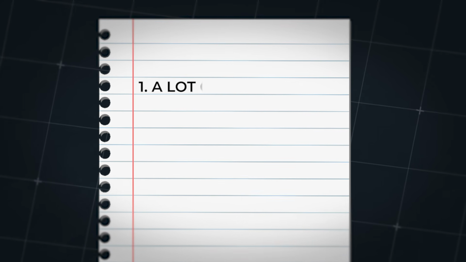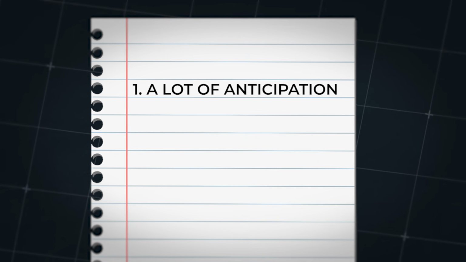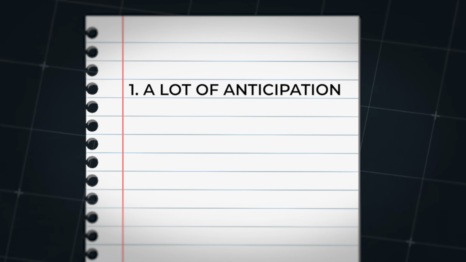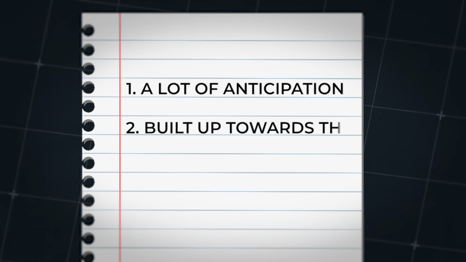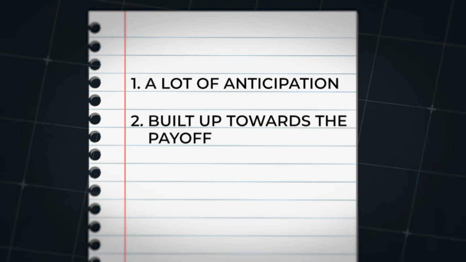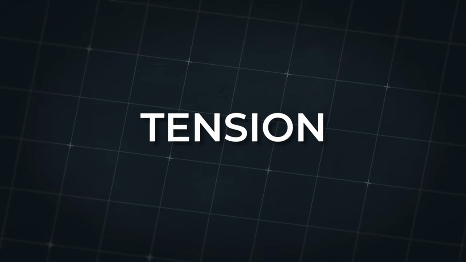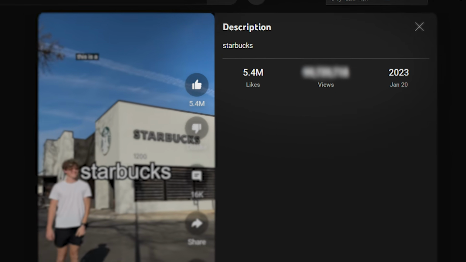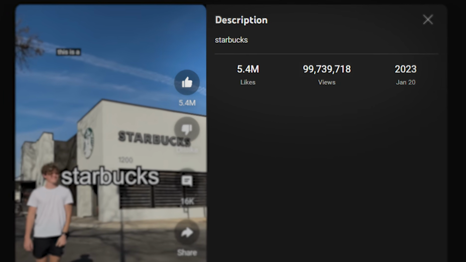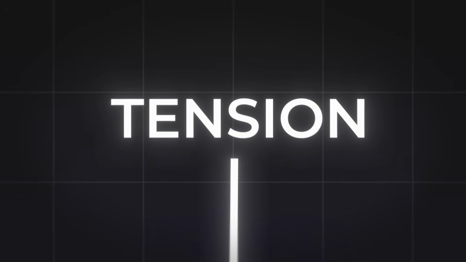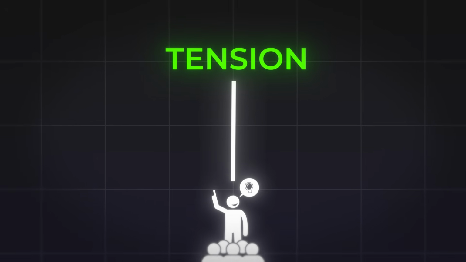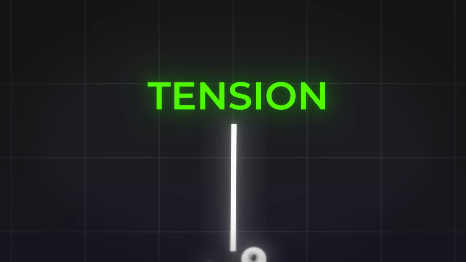even though the concept itself wasn't very tense, there was a lot of anticipation. He framed things in a way that made it impossible to scroll because of the building up towards the payoff. The hidden tool that Ryan used here was tension, and obviously it worked because this short has nearly 100 million views. So tension is the most important instrument of storytelling, and it can be applied in very broad circumstances, as long as you're building suspense in your viewers.